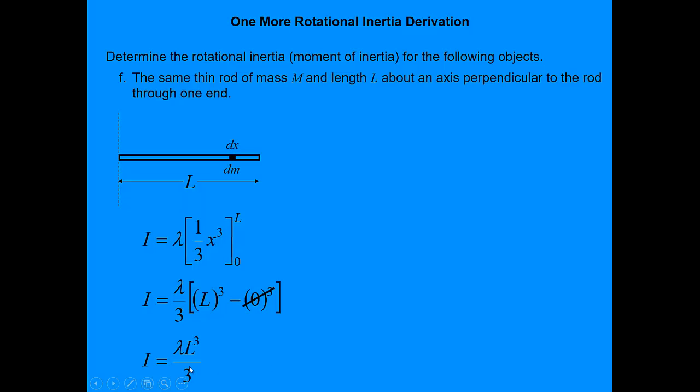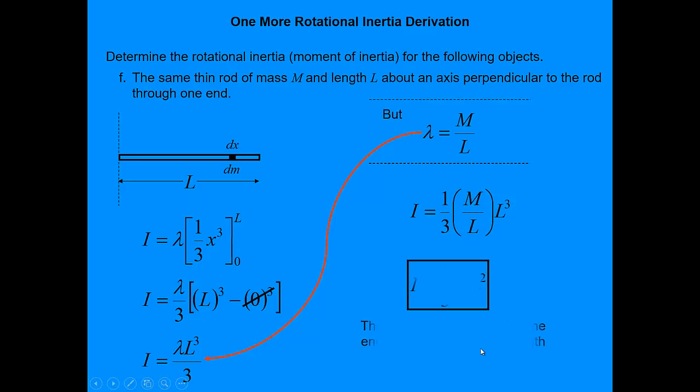But I don't want the rotational inertia in terms of lambda. I want it in terms of m and L in the original statement. But remember that since it is a uniform density, the linear density of the entire rod is the total mass over the total length. So we plug that in for lambda. The L on the bottom cancels one of the L's on top, and we get 1/3 mL squared. This is for a thin rod about an axis through one end.